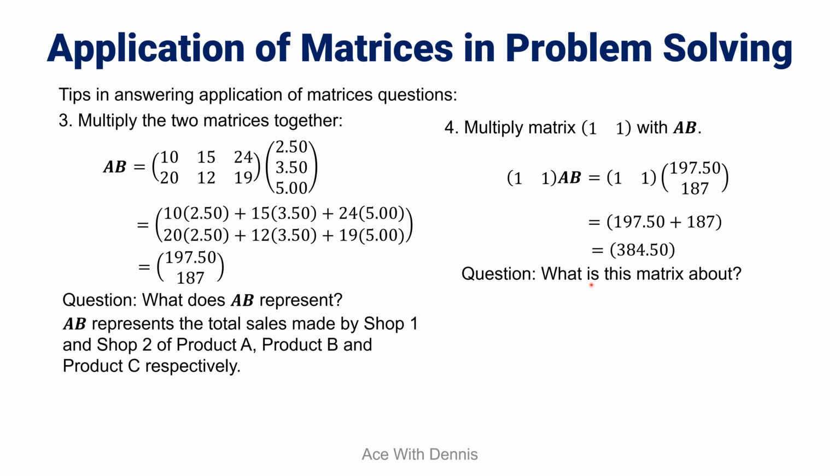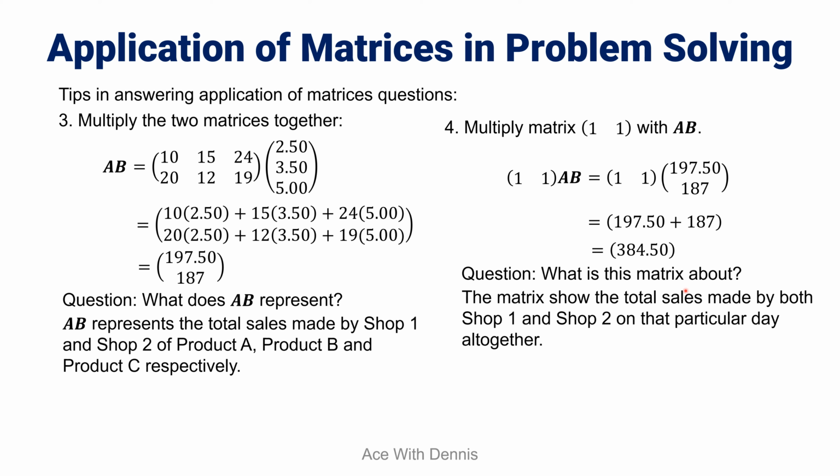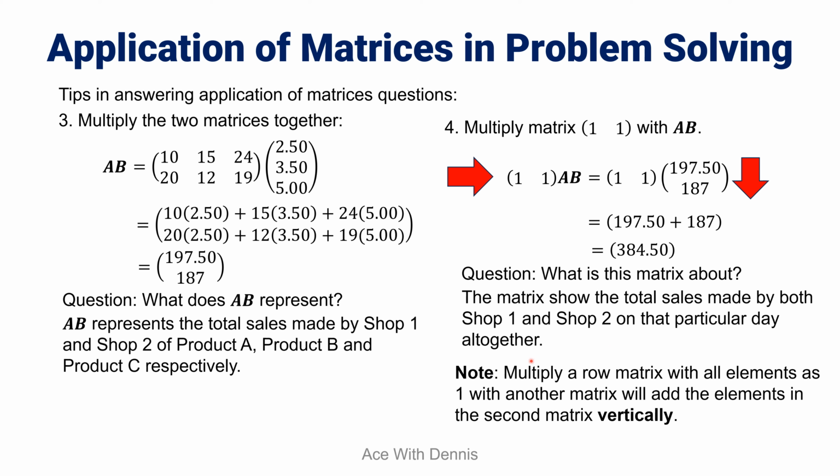Alright, the question will be, what is this matrix about? Okay, so this matrix shows the total sales made by both shop A and shop B on that particular day altogether. Remember we are adding these two numbers, which is the total sales for each shop. And there's the value, which is $384.50. Do take note that when we multiply a row matrix with all elements as 1 with another matrix, we'll add the elements in the second matrix vertically, like what happened here.